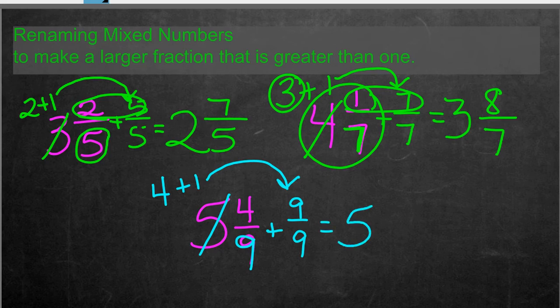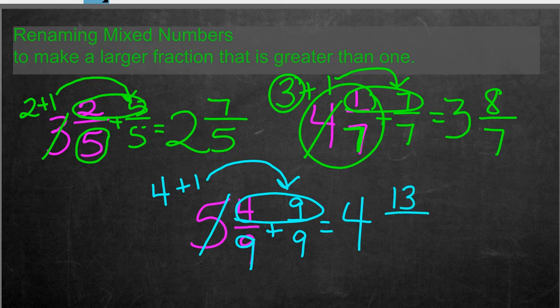So I'll bring my whole number over, which is 4, and I'll add these two together. 4 plus 9 is 13, and I'll keep my denominator of 9. So I have renamed 5 and 4/9 to equal 4 and 13/9.